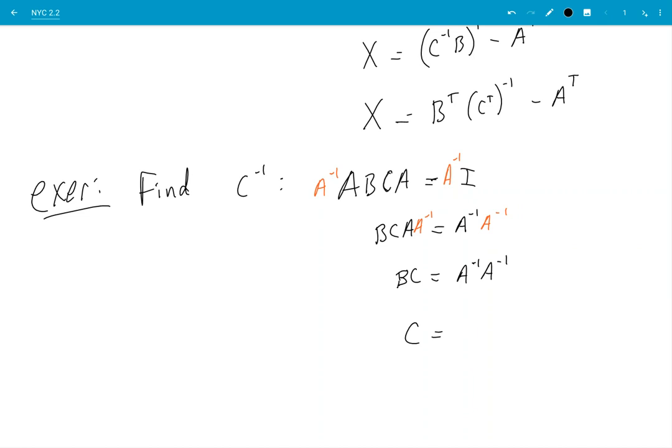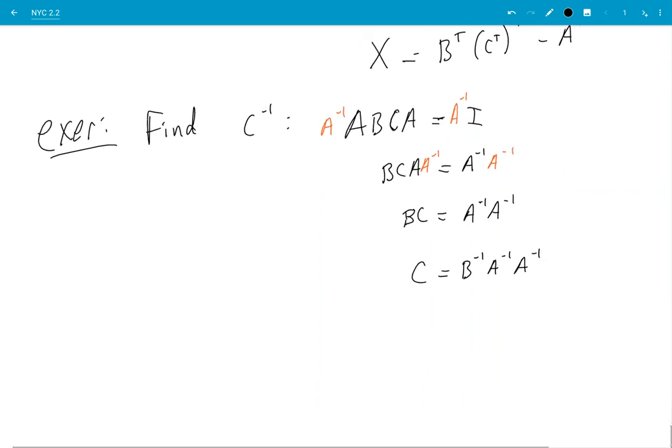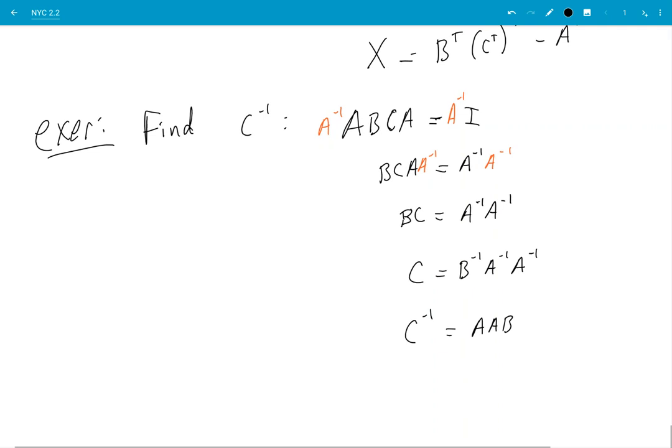So I'm going to get C alone first. And then I'm going to invert both sides, giving me A, B. In this case, I would go A squared B. Let me double check that, see how I did. Yeah, looks good, looks good.